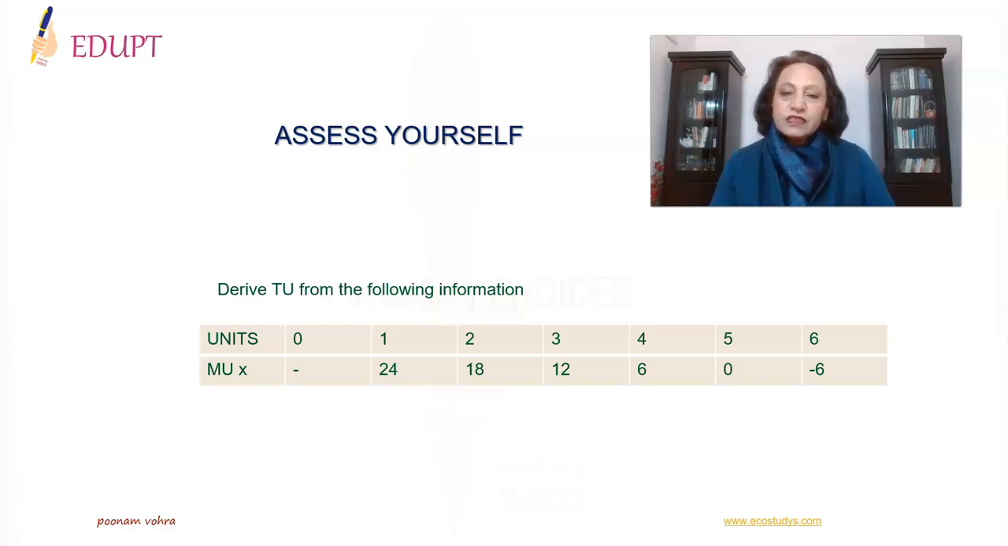When 3 units are consumed, it further falls to 12 utils. With 4 units, it is 6 utils. With 5 units, it's 0, and with 6 units, it's minus 6 utils. So how will you find this? This is just the reversal of what you have done just now.